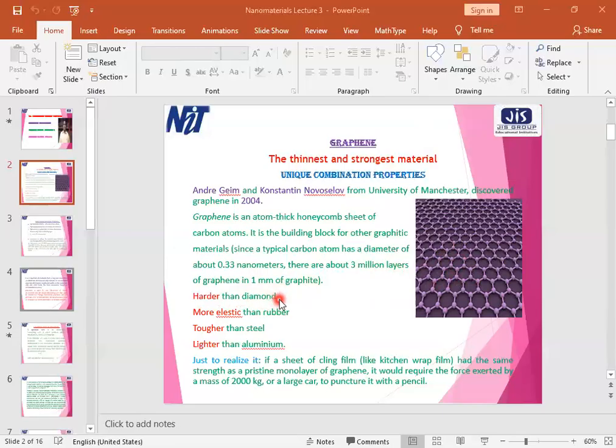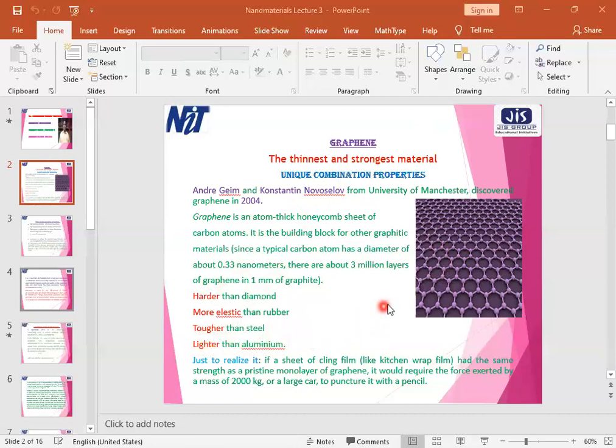If it is harder, this does not mean that it is not elastic. It is more elastic than rubber. So flexible. It is very much flexible. And it is tougher than steel. You see, these are the peculiar properties. And also, it is lighter than aluminum. So all these four properties are in it. And at bulk level, all these properties are just opposite. But at nano level, a material that is graphene, which is harder, is also elastic. A material which is tougher is also lighter.